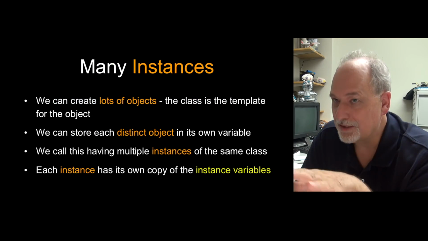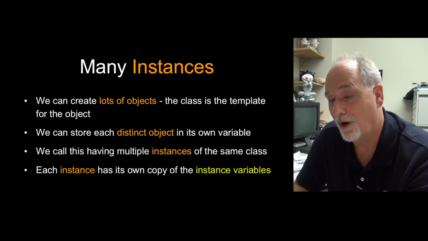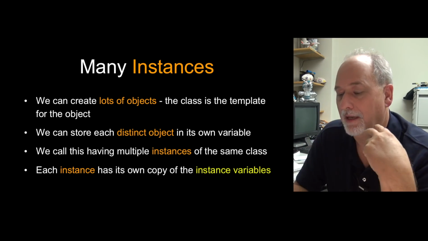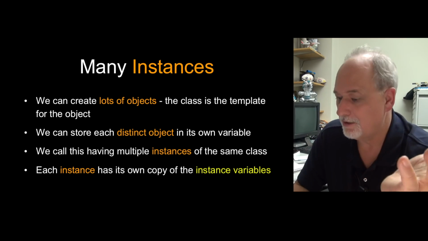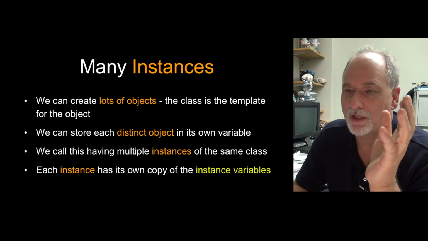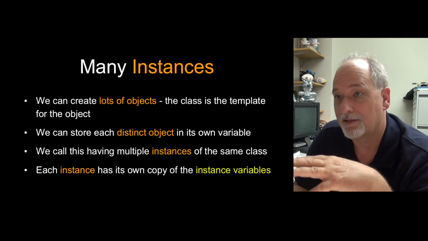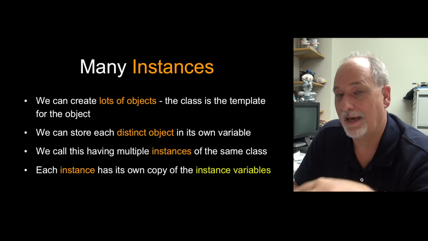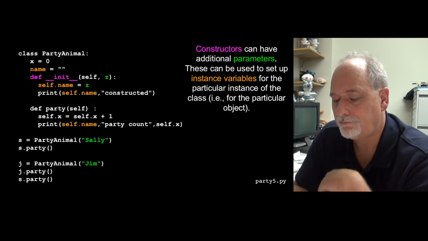So we can create lots of instances. Everything we've done so far is we make a class and then we create one instance, one object. And each of these objects ends up being stored in its own variable. We have a variable an and we've been using it. But the more interesting thing begins to happen when we have multiple instances of the same class sitting in different variables. And each has its own copy of the instance variables. So let's take a look at this.